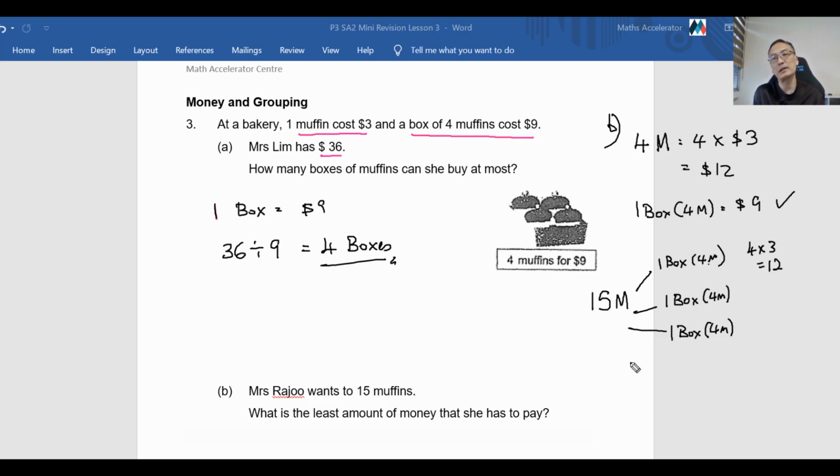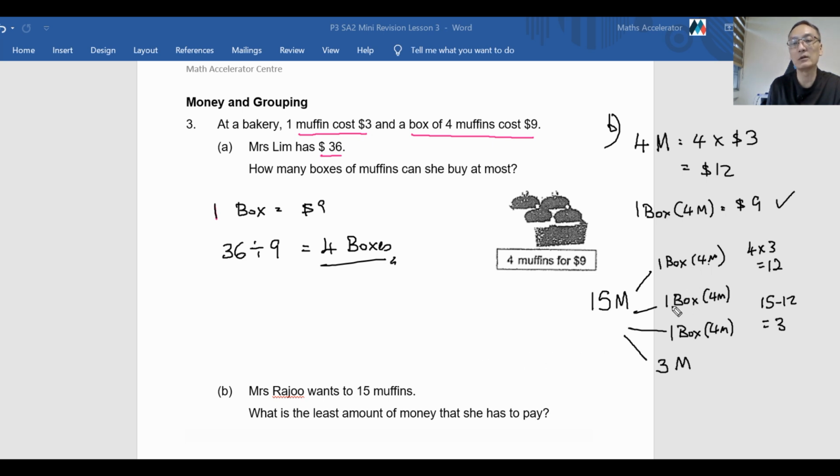Is there enough space to buy 1 more box? Let's check. So 15 minus 12, that will give us 3. So no, right? We only need 3 more muffins and not 4. So we will write here 3. So now we know that all this will add up to give you 15, right? 3 boxes is 12, 12 plus 3 will give us 15.